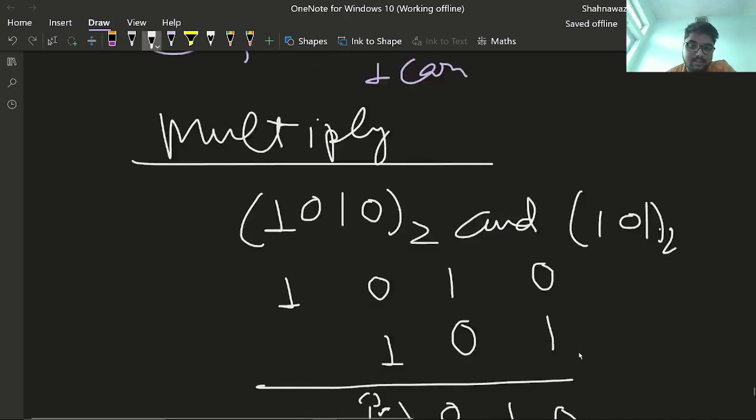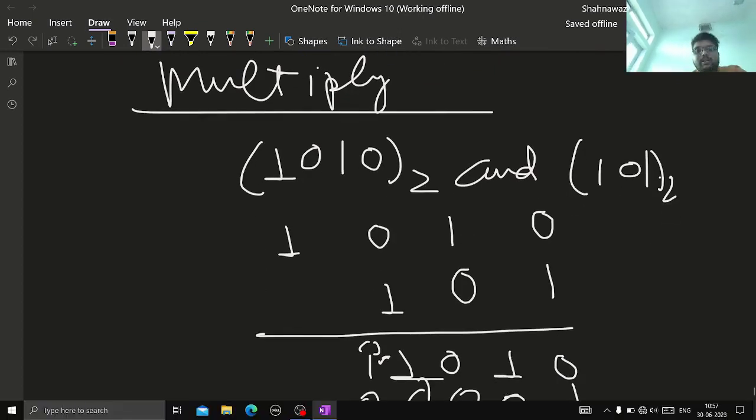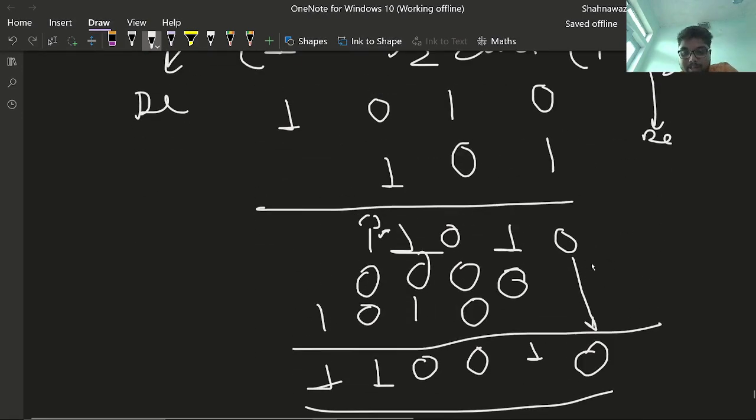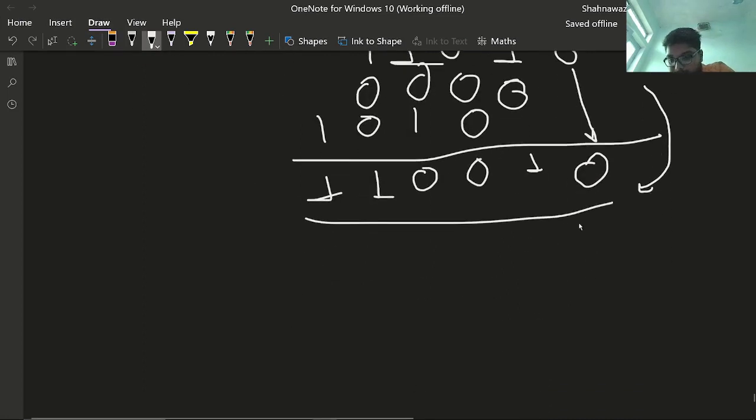So multiplication is an easy method to calculate this, and you can also verify using that method. Just convert this into a decimal number, convert this into a decimal number, perform multiplication, and convert that result into binary format, you will get this.